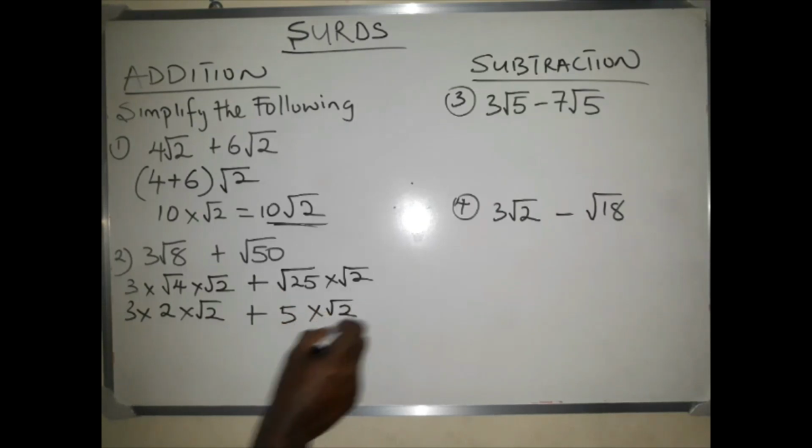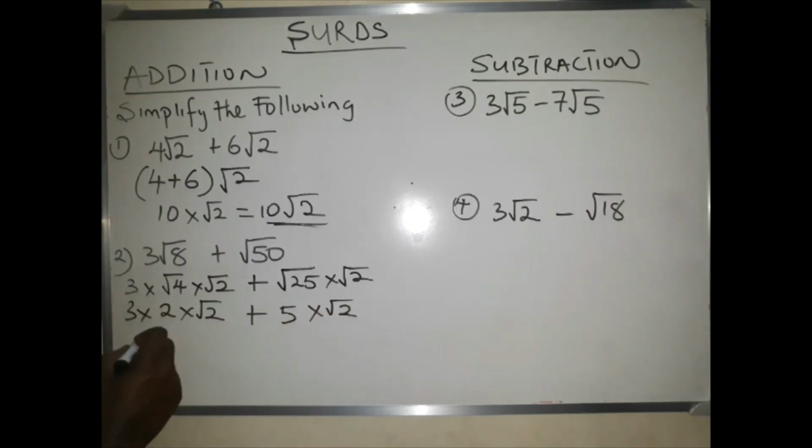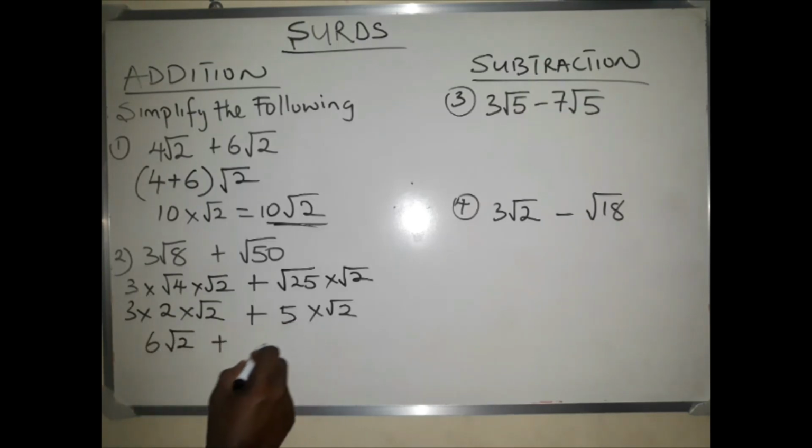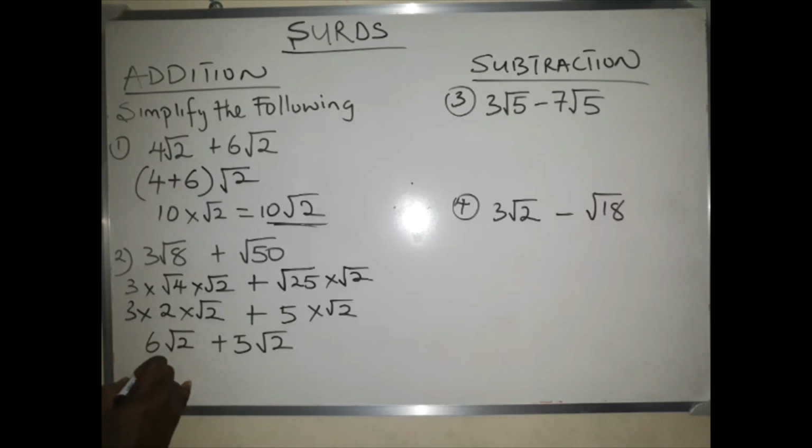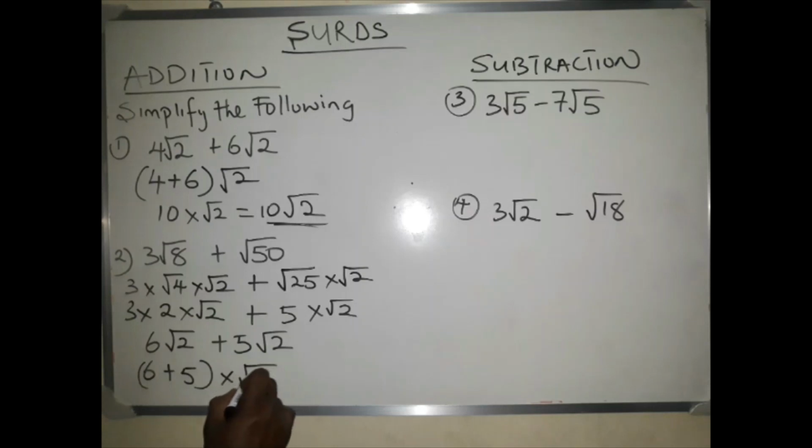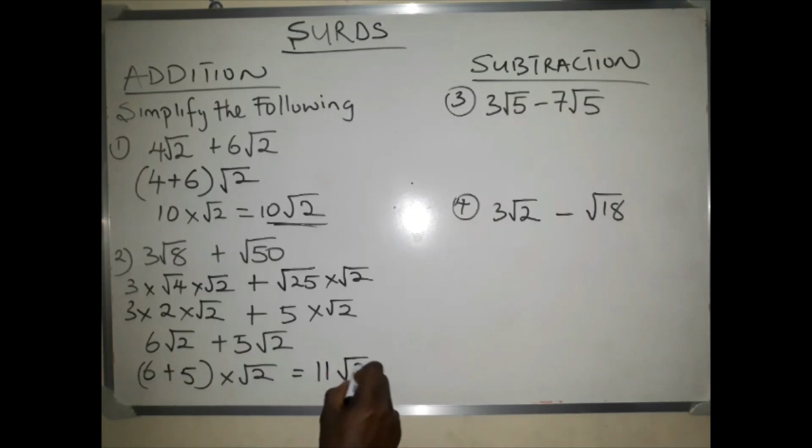times root 2. You multiply the whole numbers together. 3 times 2 is 6, times root 2 will give you 6 root 2, plus 5 times root 2 will give you what? 5 root 2. Now at this point you can see that they have now become like surds because each of them has a root 2 attached to it. So what do you do? You now collect the whole numbers and add them together. 6 plus 5 times root 2. Then you now have what? 11 times root 2, which will give you 11 root 2.